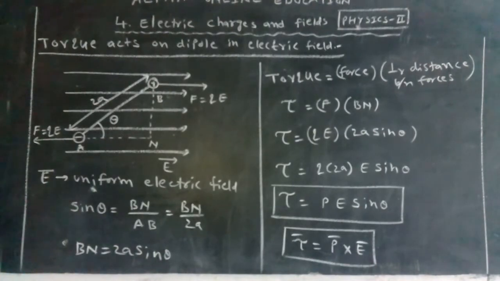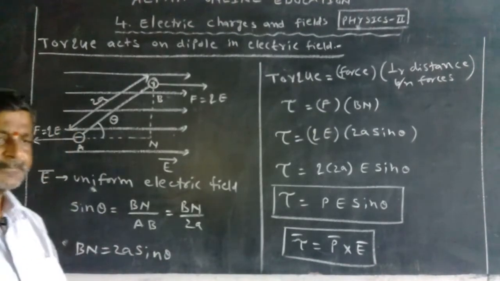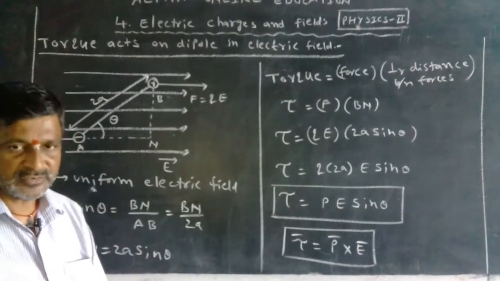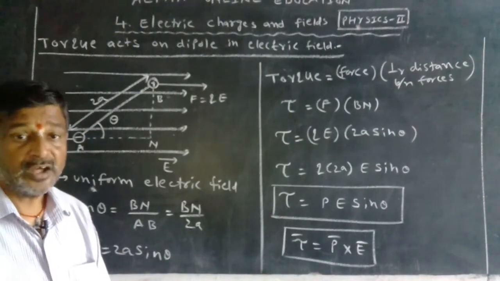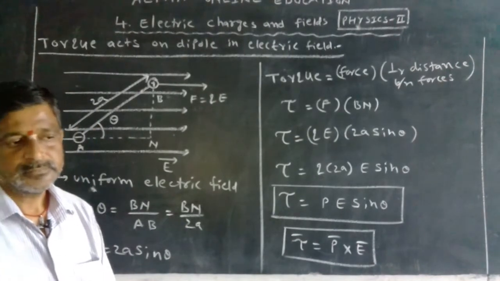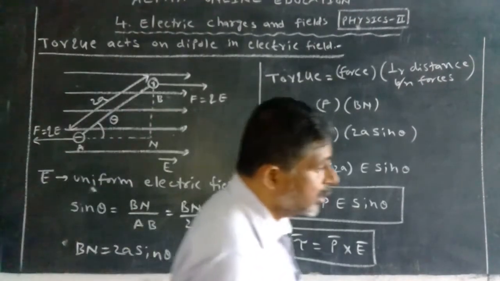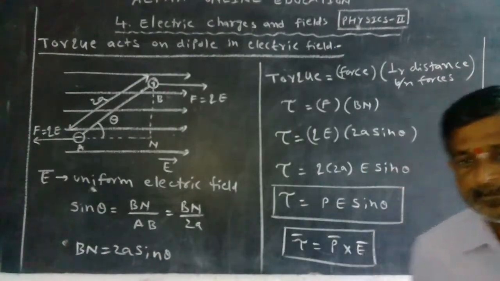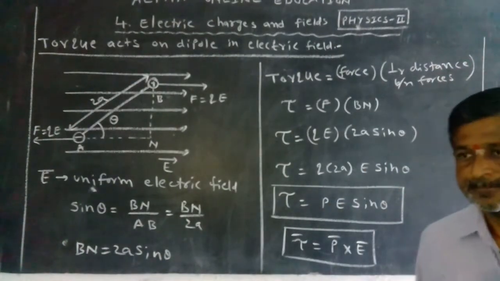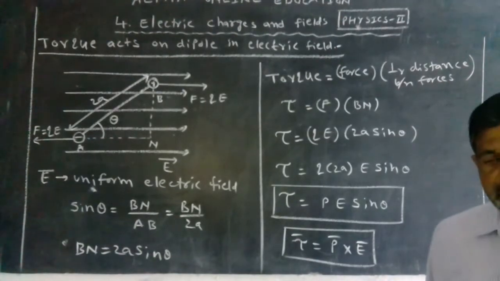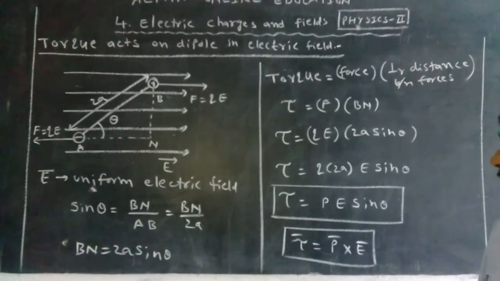Torque. We use the term torque when two forces of equal magnitude act in opposite directions and the object comes into rotatory motion, or the object makes a deflection. In that situation, we use the term torque. But here, torque acts on a dipole in the uniform electric field.